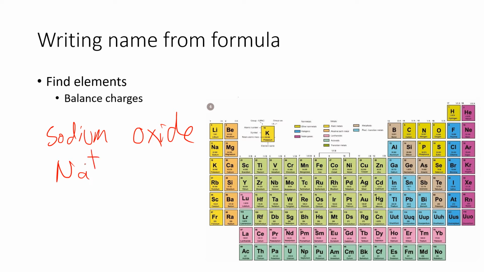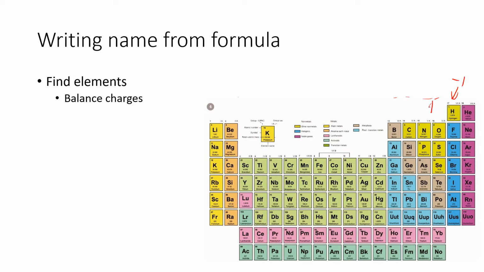But what about oxide? Well, oxide is just the IDE form of oxygen, and oxygen has what? It has a 2- charge, right? Because this is -1, -2, -3, -4.